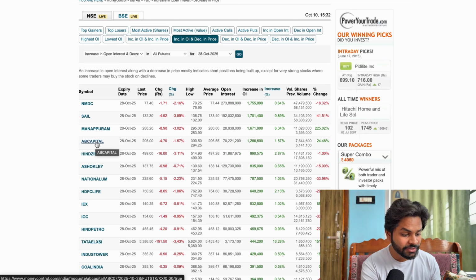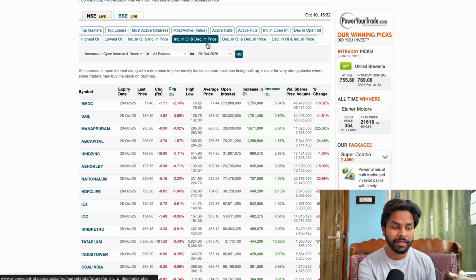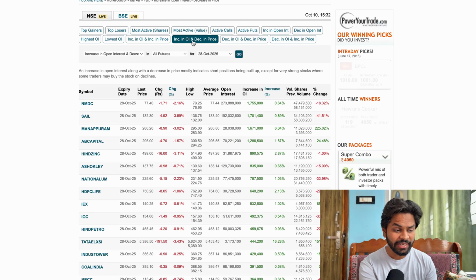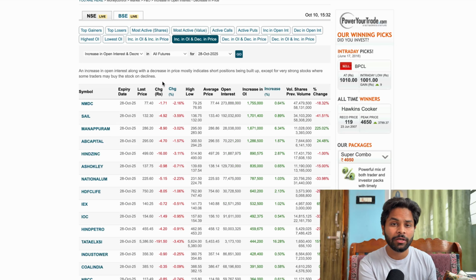So this is the method where I find stocks, whether I have to go long or go short. First thing, you will understand the direction of the stock. In these stocks, increase in open interest and decrease in price means shorting is happening. In a stock where shorting is happening, why will I take long positions? In Manappuram, why will I take long positions where people are shorting the stock?